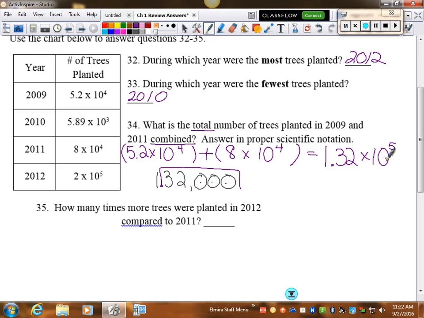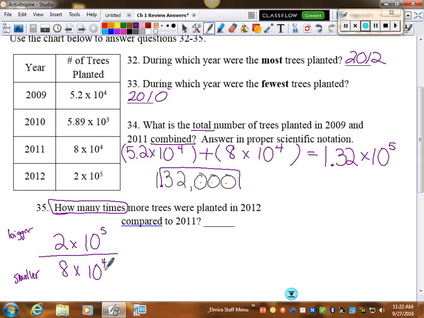And number 35, how many times more trees were planted in 2012 compared to 2011? Okay, the ones where it says how many times, you're setting up a division, and in that division the bigger number goes on top and the smaller number goes on the bottom. So 2012, 2 times 10 to the 5th, over 2011, 8 times 10 to the 4th. Now, very important in division is to put these parentheses into your calculator. If you don't, you will not get the correct answer.